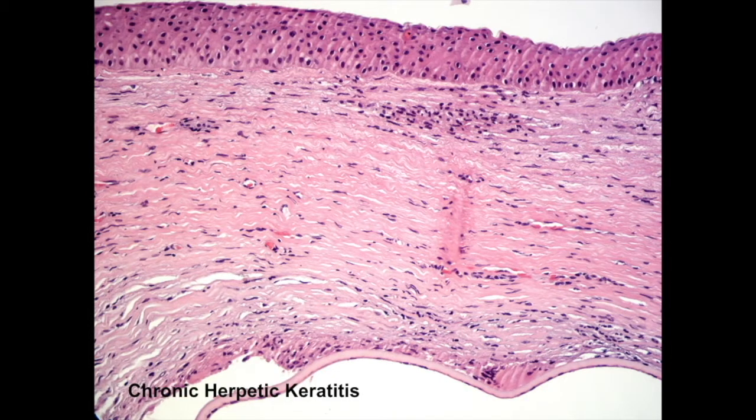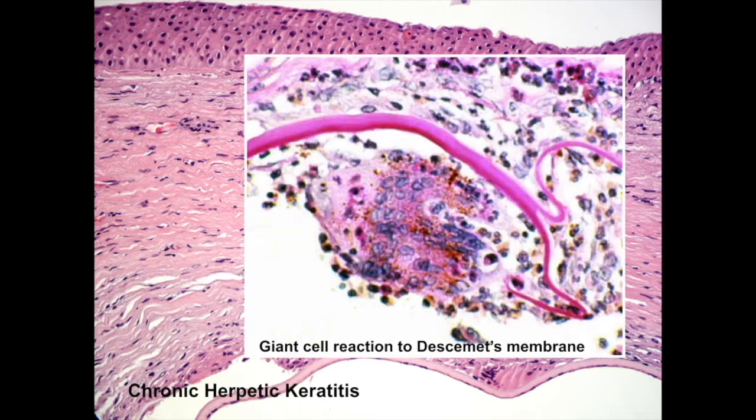We do see a significant number of cases of chronic herpetic keratitis. They show things one would expect to see if the immune system is turned on. We see lymphocytes and plasma cells. We see vascularization. And interestingly, you often see a giant cell reaction to Descemet's membrane. This giant cell reaction to Descemet's membrane is characteristic, but it's not pathognomonic. I've also seen this in amoebic keratitis.